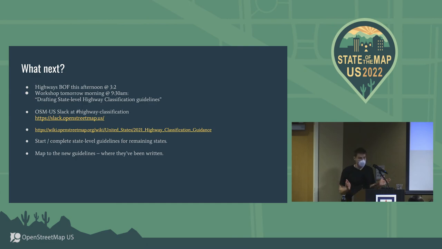So what's next? This afternoon we have a highways birds of a feather session, which will not be at 3:20, I should say, and which is not going to be specifically highway classification. It'll be all things highways. And then Brian and I tomorrow will be leading a workshop on drafting state-level highway classification guidelines. So if you are in a state that has a draft in progress or needs the draft started, come to that workshop and we'll get you going and figuring out what your next steps are and getting those guidelines off the ground. Also, join us in the Slack or the TalkUS mailing list and on the wiki.